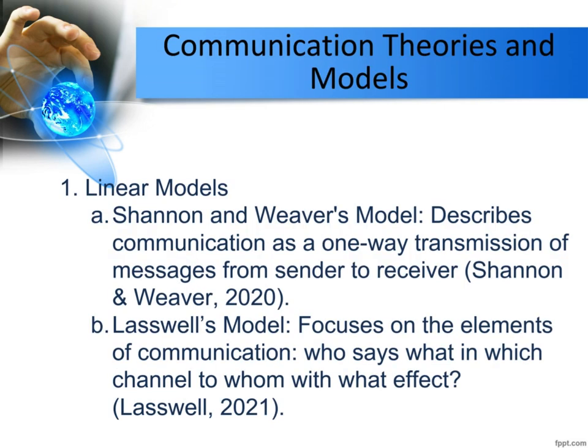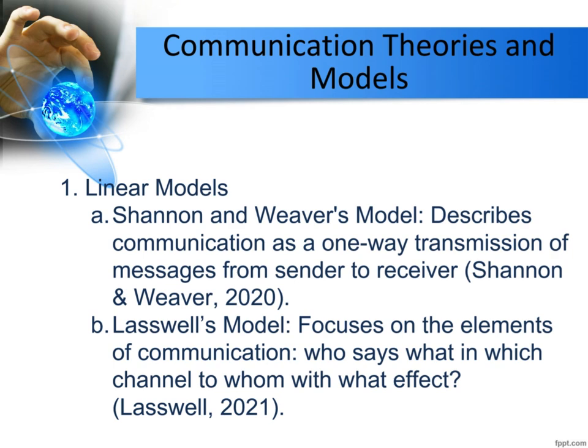Communication theories help us understand how communication works. They explain how messages are sent, received, and interpreted. One of the earliest ways to explain communication is through linear models. Linear models describe communication as a one-way process. This means the message flows in a straight line from the sender to the receiver, without feedback.